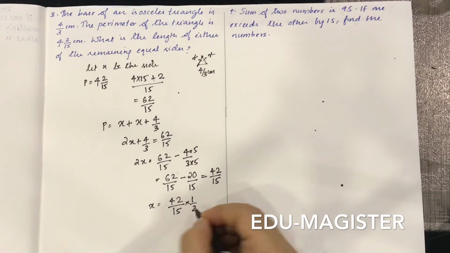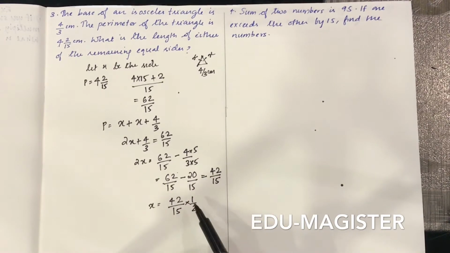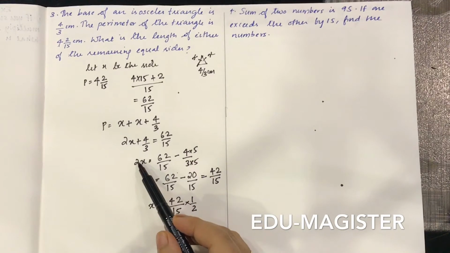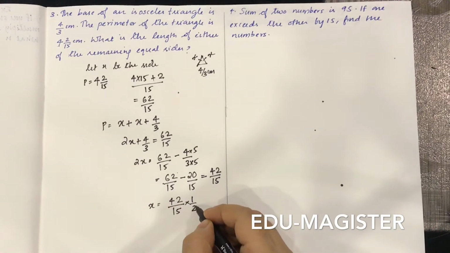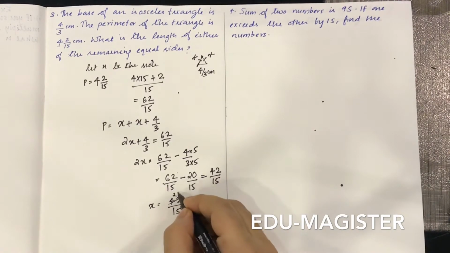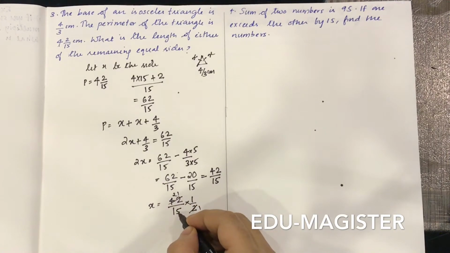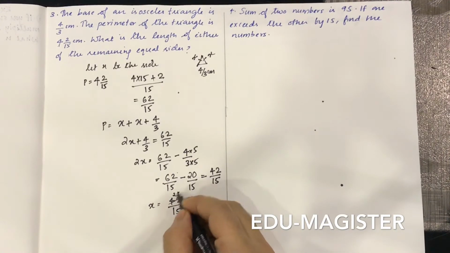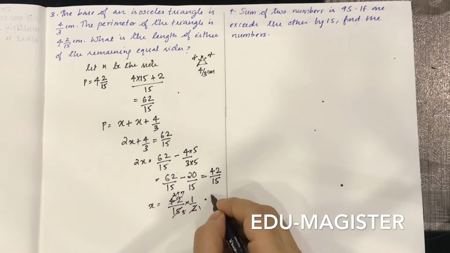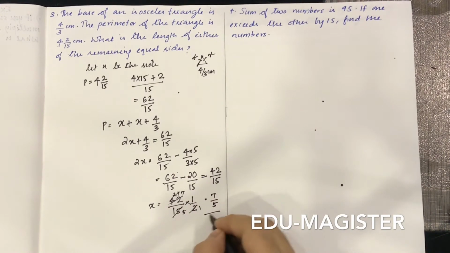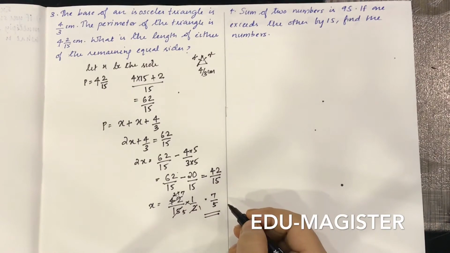42 by 15 into 1 by 2. In the previous question we have seen how this works. So here the 2 is in the numerator position, so you have to take it to the denominator. So 42 and 2 you can cancel, 1, 21. 21 and 15 you can cancel, the common factor is 3. So here it is 7 and here it is 5. So 7 by 5 is the side of the triangle.